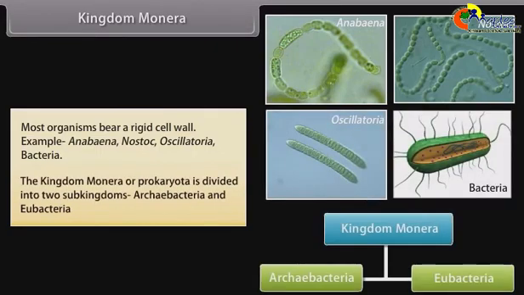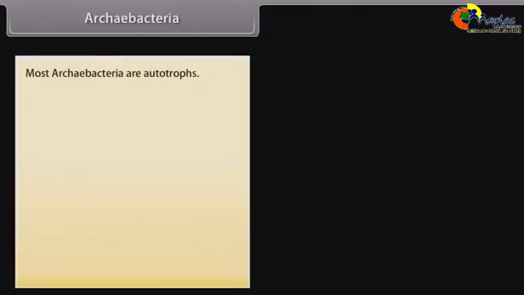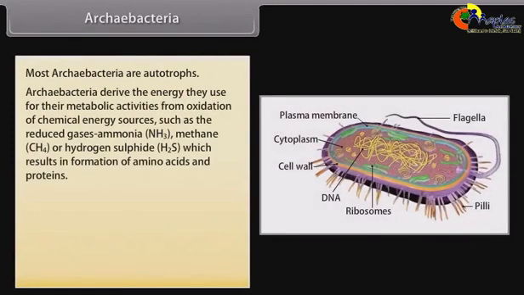The kingdom Monera or Prokaryota is divided into two subkingdoms: Archaebacteria and Eubacteria. Archaebacteria. Most archaebacteria are autotrophs. Archaebacteria derive the energy they use for their metabolic activities from oxidation of chemical energy sources such as the reduced gases ammonia NH3, methane CH4, or hydrogen sulfide H2S, which results in formation of amino acids and proteins.